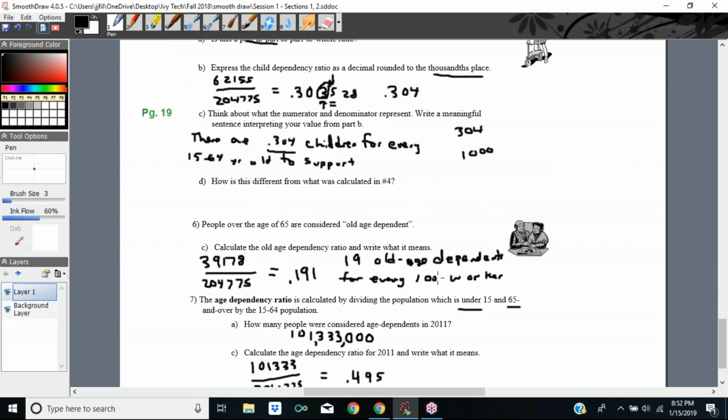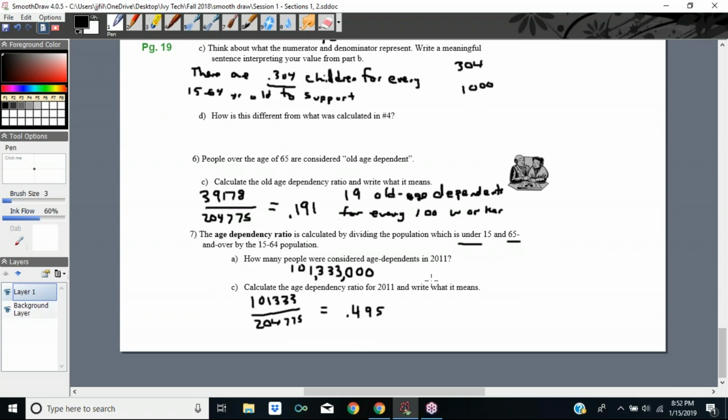And I want you to notice something. See if you can make some sense out of that 495. That's about half, isn't it? You could say it takes about 2 workers to support every one dependent, excuse me, let me try that again. It's the first day with my new tongue, so forgive me. It takes 2 workers to support every one dependent, besides supporting themselves, because the ratio is a half, basically 1 to 2.